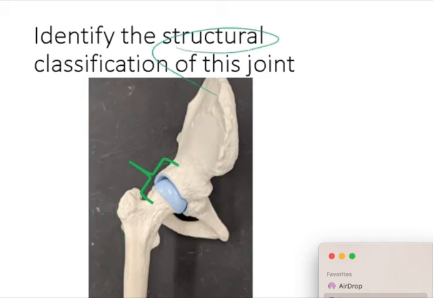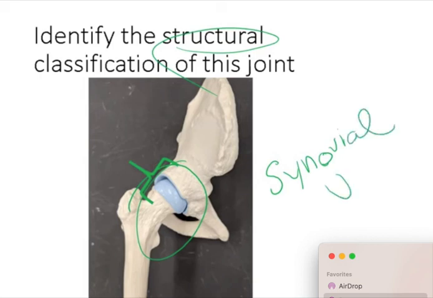Okay, so identify the structural classification of this joint. Okay, so structurally, the hip joint here is referred to as a synovial joint. Okay, synovial.